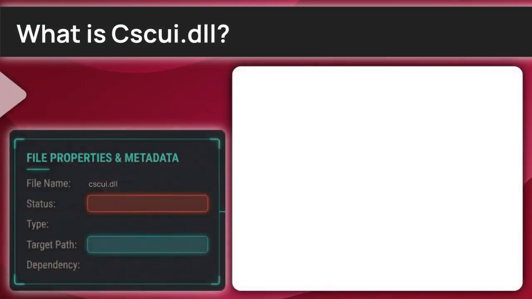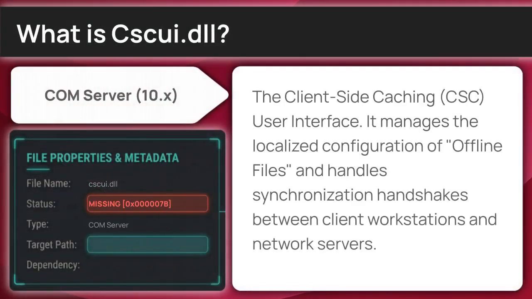This is the Cscui library, the client-side caching CSC user interface. It manages the localized configuration of offline files and handles synchronization handshakes between client workstations and network servers. Now that the background is clear, let's walk through the actual installation steps.